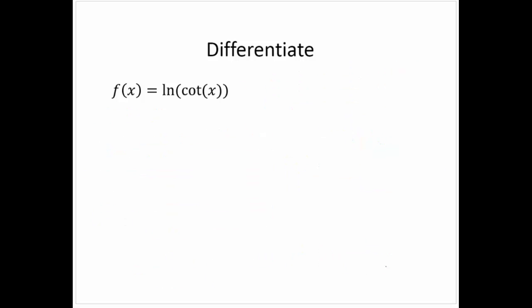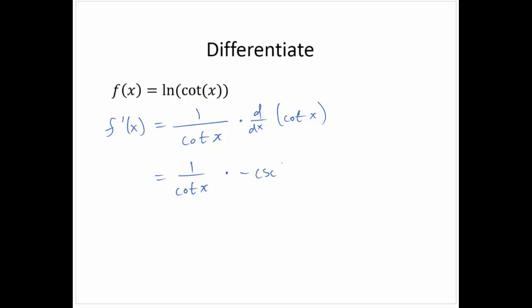Differentiate f of x is equal to the natural log of cotangent x. So let's see. Using the same idea, the derivative would be 1 over cotangent x times the derivative of cotangent x. Now the derivative with respect to x of cotangent x is negative cosecant squared x.